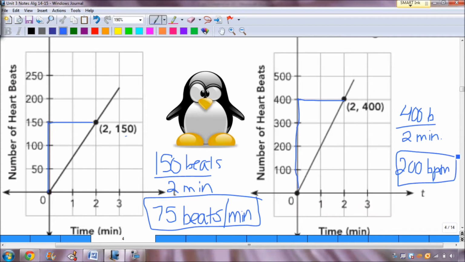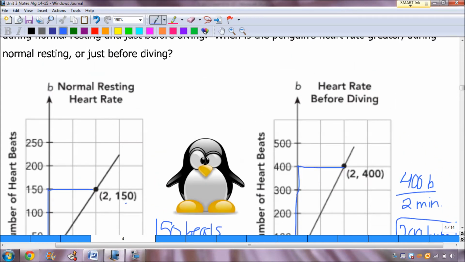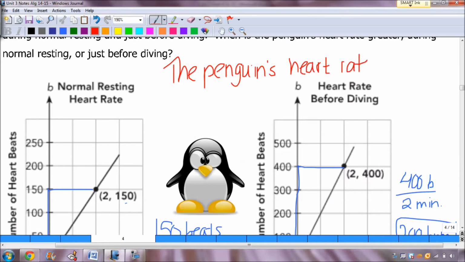Okay? And the question is asking, is the heart rate higher at normal resting or just before diving? So hopefully you understand that the heart rate is higher before diving. So you would say the penguin's heart rate is higher just before diving.